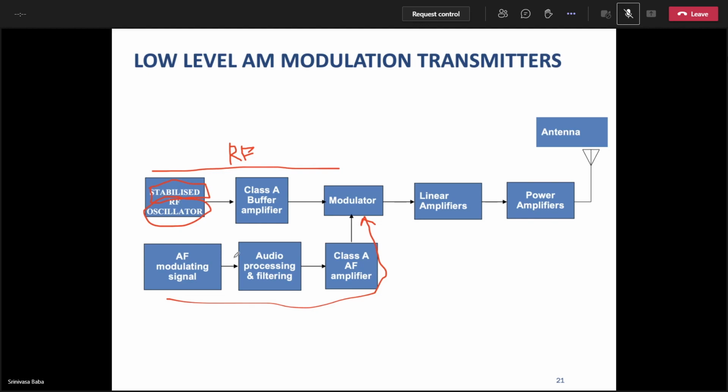Stabilized oscillator means what? Anybody in the class? Providing constant oscillations. A stabilized oscillator is the one that provides constant oscillations. So, can you elaborate that? Explain more about it. Good, correct. Without distortions in the amplitudes. Anything more you want to add?